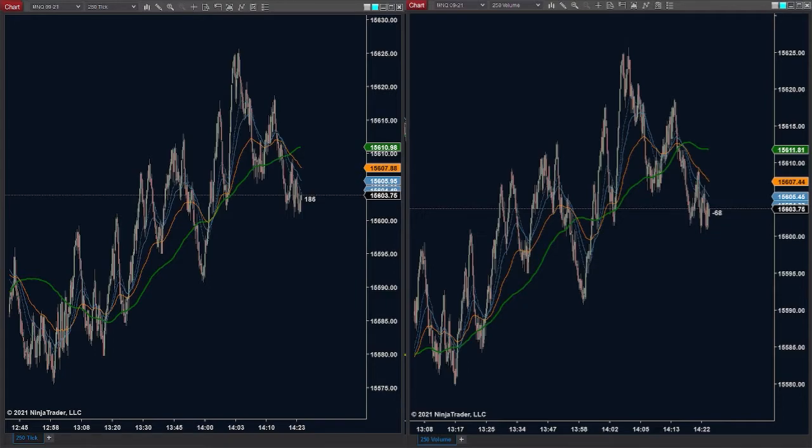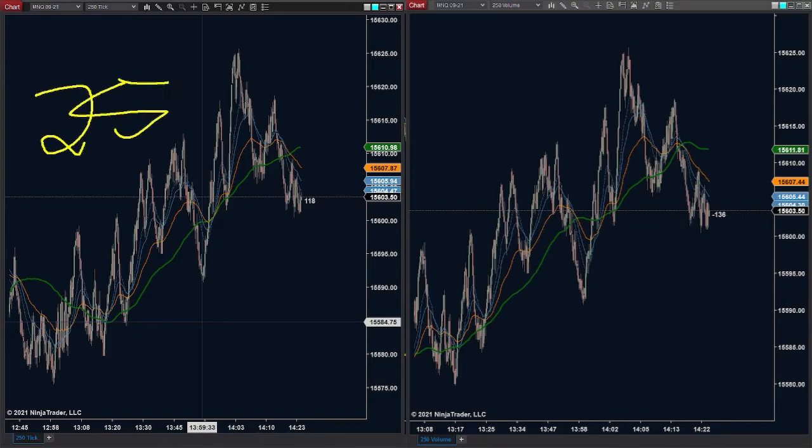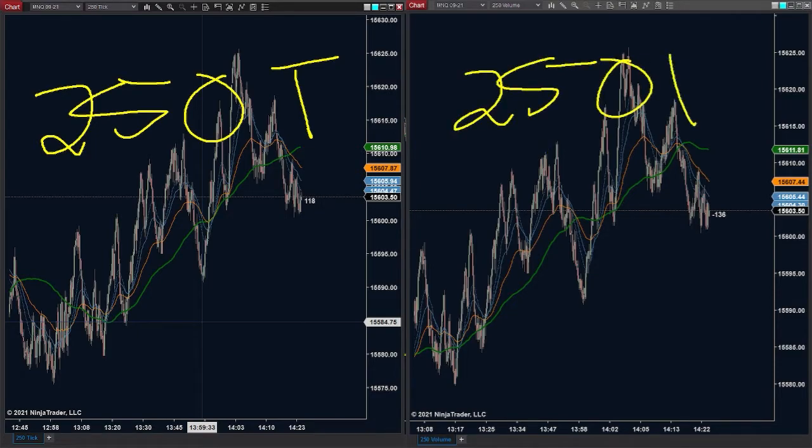Welcome to the video. In this one, we're going to be discussing the differences between tick charts and volume charts. On the left side there, I have the 250 tick chart, and then on the right side, I have the 250 volume chart, and you can see those down in the bottom too because my handwriting's awful.